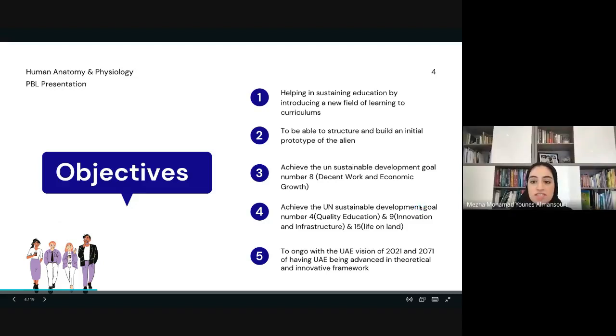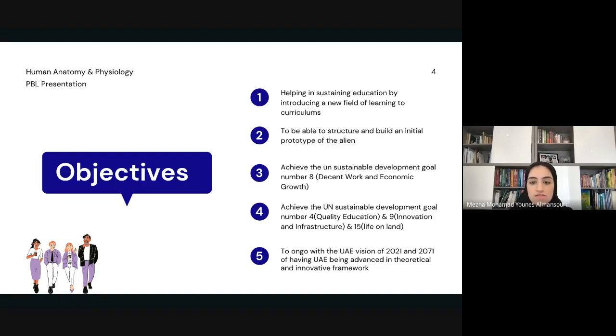So the objectives of studying such a topic in our PBL are, first of all, to help in sustaining education by introducing a new field of learning to curriculums and to be able to structure and build an initial prototype of the alien, as well as to achieve the UN Sustainable Development Goal number 8, decent work and economic growth, as well as the UN Sustainable Development Goal number 4, quality education, and number 9, innovation and infrastructure, as well as number 15, life on land.